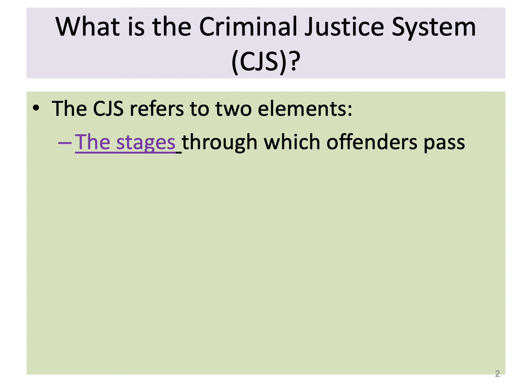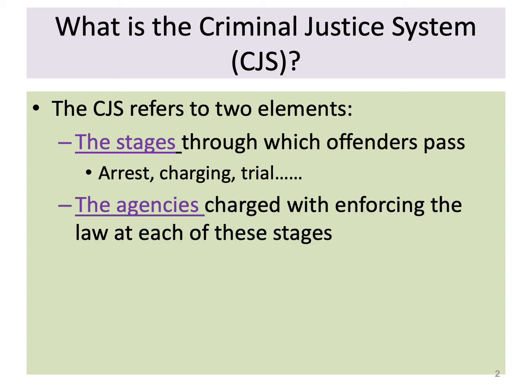One is the stages through which an offender passes: arrest, charging, trial, the correctional stages. We're going to talk about these different stages in detail in this lecture today. But these stages are implemented by specific criminal justice agencies. And these are the agencies that are charged with enforcing the law at each of these stages.